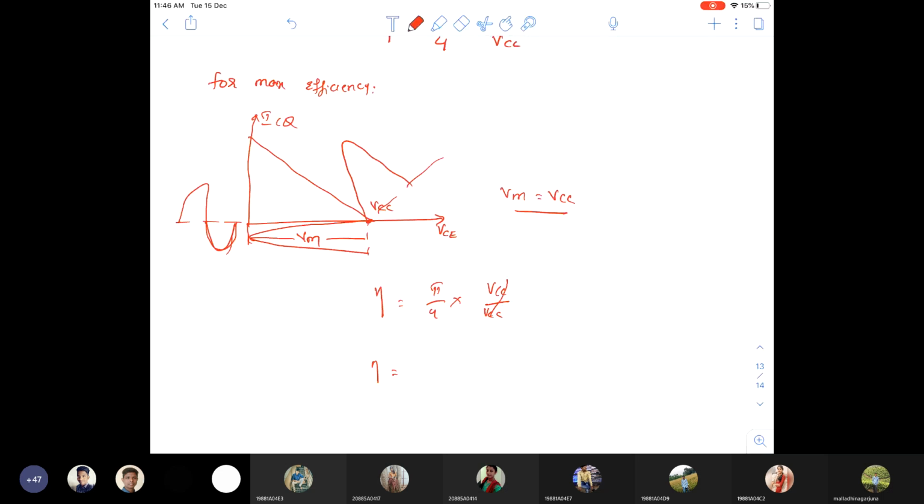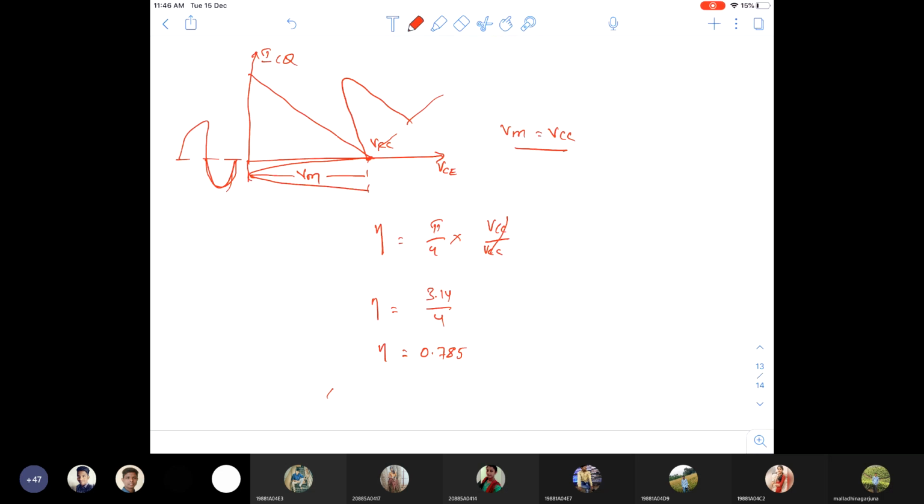What is the value? Pi value is 3.14 by 4, something. Tell me the value. 0.78, 0.785 it comes. Therefore the percentage efficiency is equal to 78.5%.